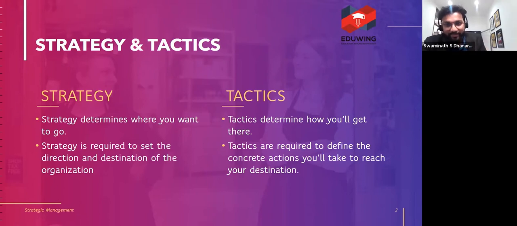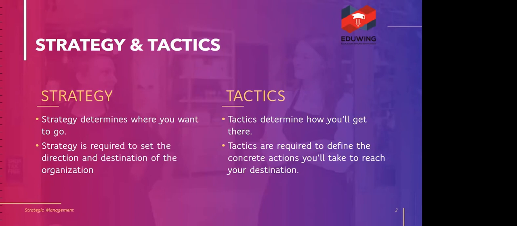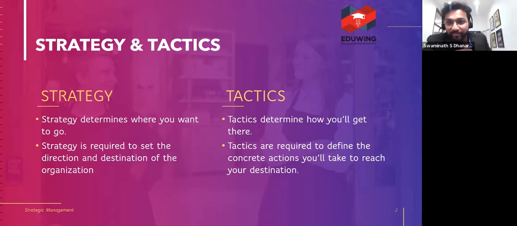At the same time, tactics. Tactics are required to define the concrete actions you'll take to reach your destination, which means to realize the vision. I repeat, to achieve the vision of a particular organization, we need to have small blocks. That is called the tactics. I need to build my home. That is my ultimate strategy, my vision. For that, I need to procure raw materials. To procure raw materials, I need to go to some places and I need to have some money. So these are my tactics. How can I earn money to have a home? That's my tactics. Ultimately, I need a home.